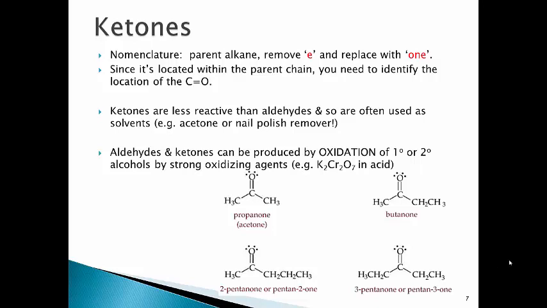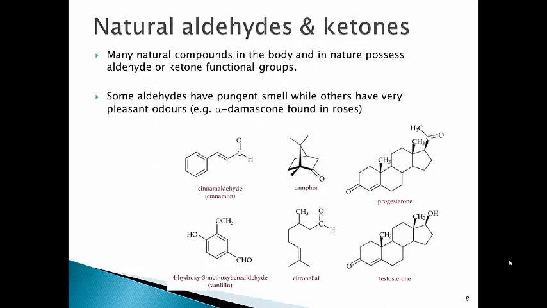So aldehydes and ketones can be produced via oxidation of primary or secondary alcohols using strong oxidizing agents such as potassium permanganate or potassium dichromate in acid. Okay, and we'll talk about these ones a little bit later on.